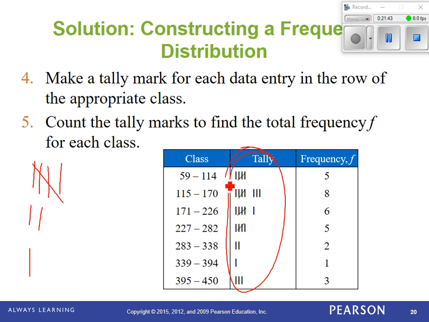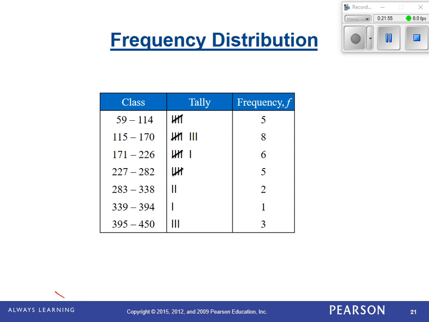Once you do all that, then you're just going to write them over here. So this one has a frequency of 5, there was 8 in this one, 6 in this one, so on, so on, so on. That's our frequency distribution chart. Again, the book a lot of times won't put in the tally marks. I don't care if you do or not. That's up to you. I think it's easier sometimes to put them all in there.